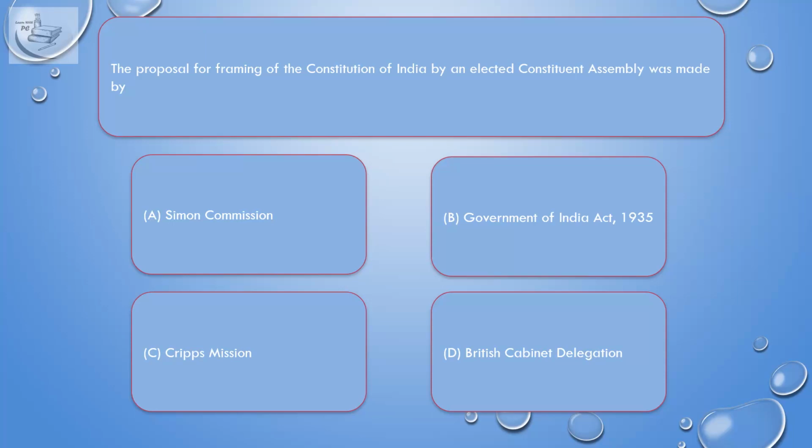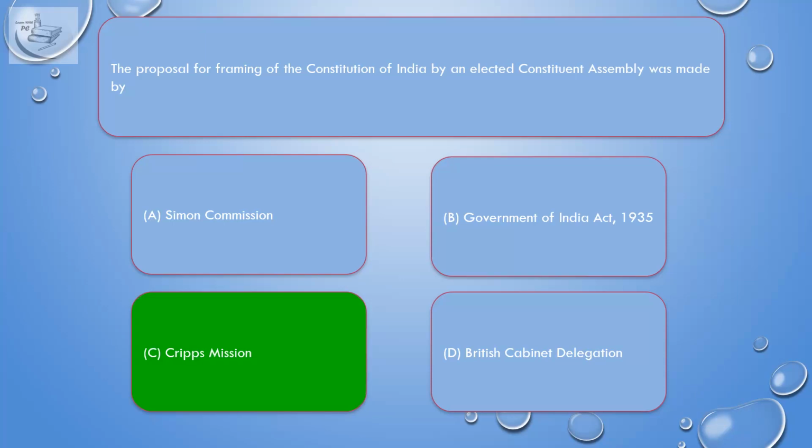Question: the proposal for framing of the Constitution of India by an elected Constituent Assembly was made by A. Simon Commission, B. Government of India Act, 1935, C. Cripps Mission, D. British Cabinet Delegation. Correct answer is C. Cripps Mission.